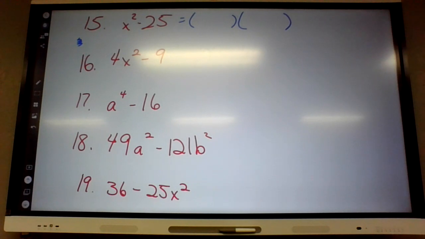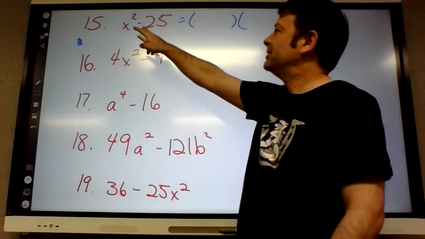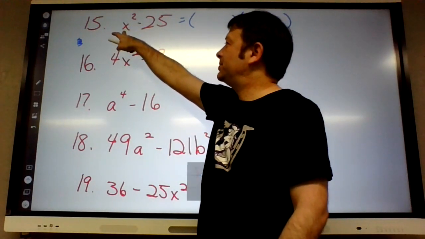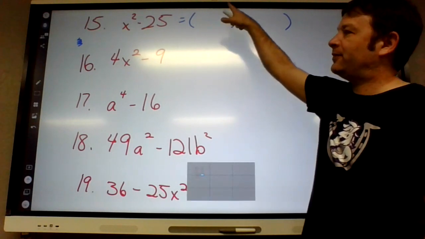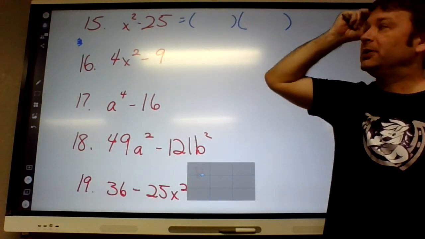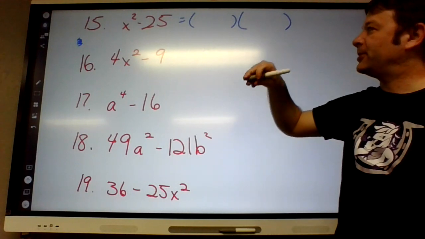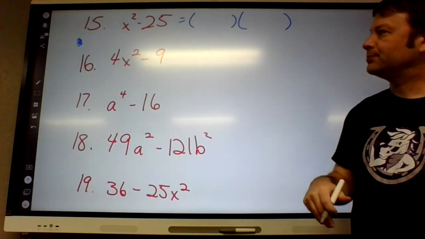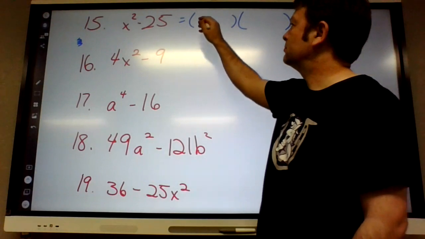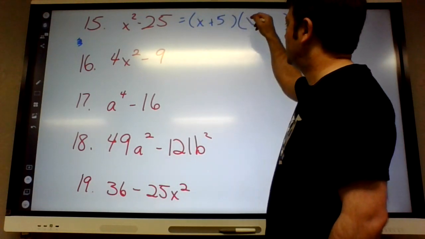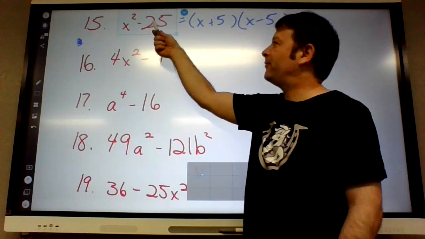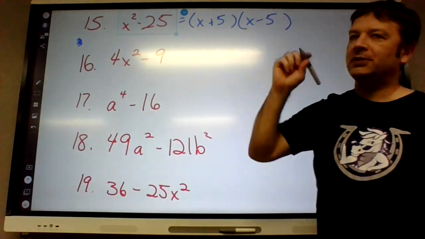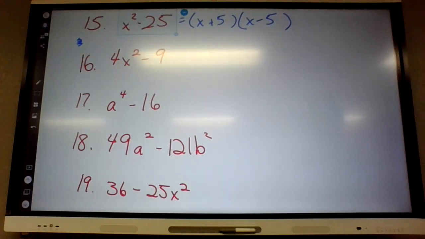Okay, so when it's a square minus a square, they're almost like twins. The only difference is one of them's gonna have a plus, one of them's gonna have a minus. So, Jackson, how about the first one, 15? You do x plus 5, x minus 5. Right. So, x times x, that's what gives us the x squared, and 5 and negative 5, that's what gives us the negative 25. Okay.